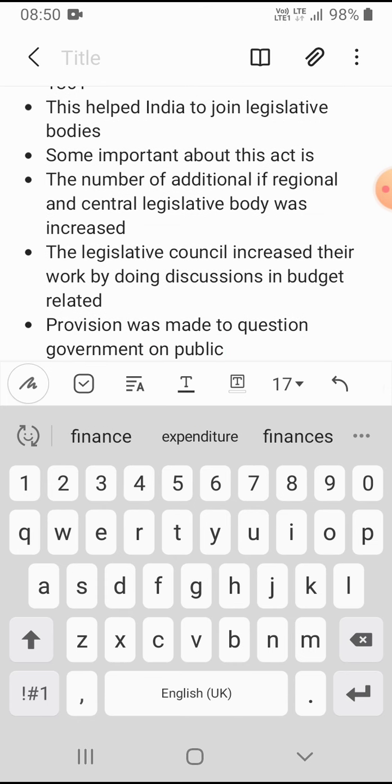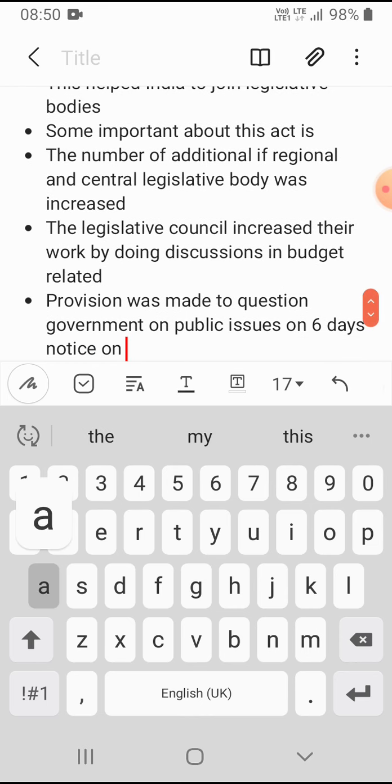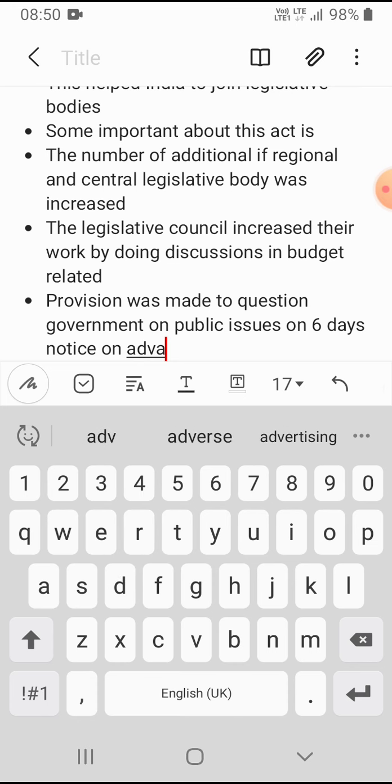So a person can question the government on public issues with 6 days notice in advance. So you should give it in advance to question the government.